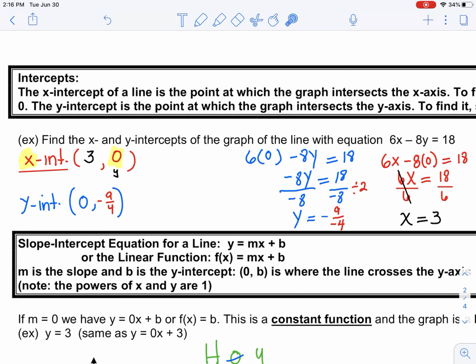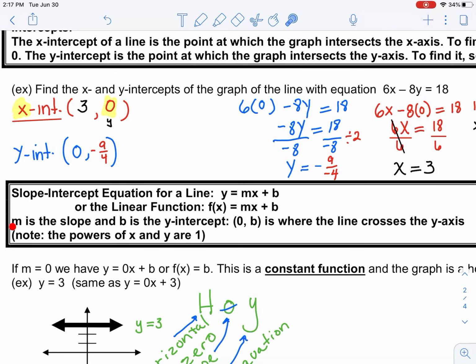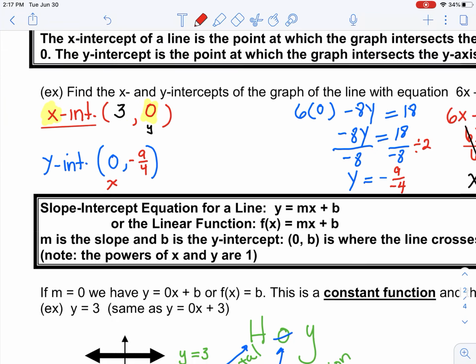Okay, so slope-intercept equation. So we know slope-intercept is slope and the intercept. As a function, f of x notation, it's just y is the same as f of x. M is the slope and b is the y-intercept. We just got done talking about when you're looking for the y-intercept, x is always 0. So I'll go ahead and add that over here.